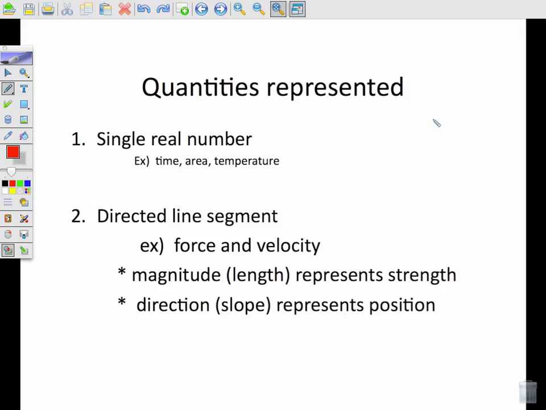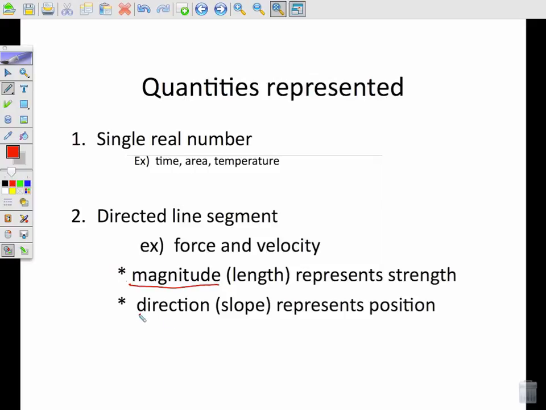First of all, some quantities that we represent are used with just a single number. An example of something in mathematics where we just use a number would be time, area, or temperature. And then there are some quantities that use directed line segments, and those quantities are like force or velocity. Force and velocity a lot of times can be represented by discussing magnitude. Magnitude here is the length of something, and the length represents its strength.